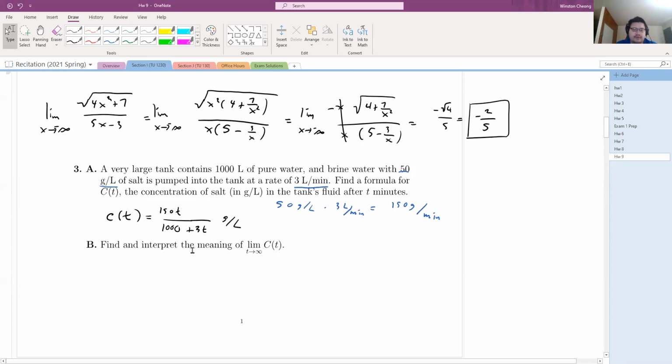And then for part B, we have to just take the limit as t goes to infinity of this expression. And we can do this without doing all the algebra, I think. If you want to do the algebra, you can. But this will just be the ratio of the leading coefficients. So that's just going to end up being 50 grams per liter.